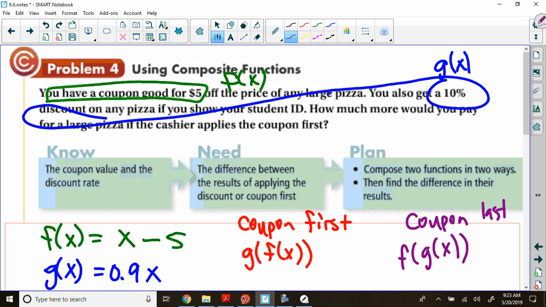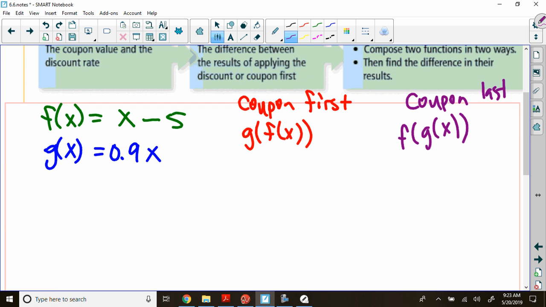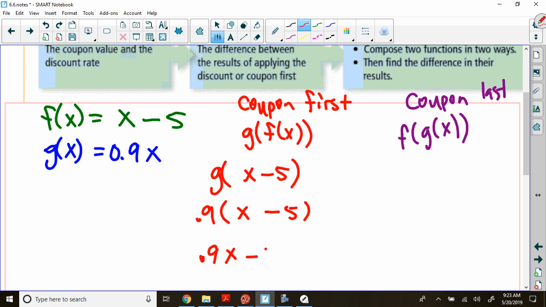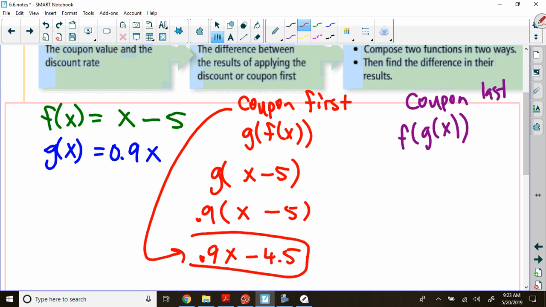So let's see how these differ and which one's a better deal, and see how we could use the idea of composition of functions in shopping to maybe save ourselves a couple hundred dollars one day on a car. g of f of x is going to be g of x minus 5, which in turn is going to be 0.9 times x minus 5, which is going to be 0.9x minus 4.5. So if I apply the coupon first, this is how much it's going to cost. I don't know how much a pizza is. Maybe it's 20 bucks. Maybe it's $13.99. Who knows? But I could plug in to x whatever the price of the pizza is.